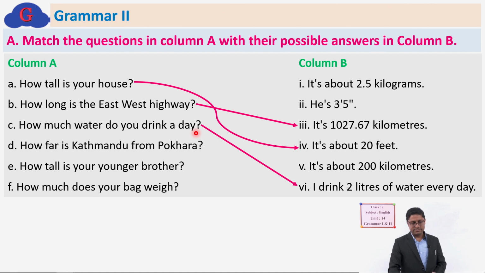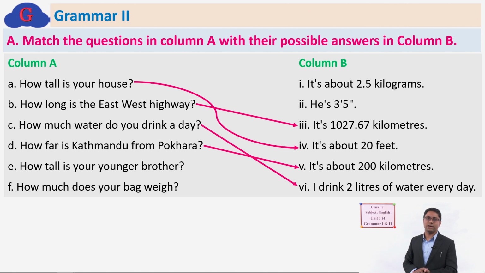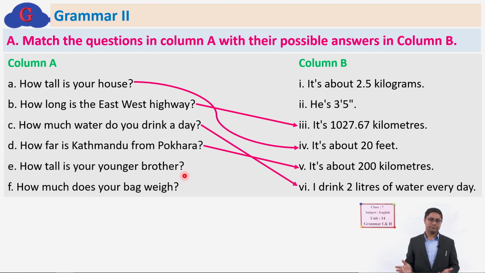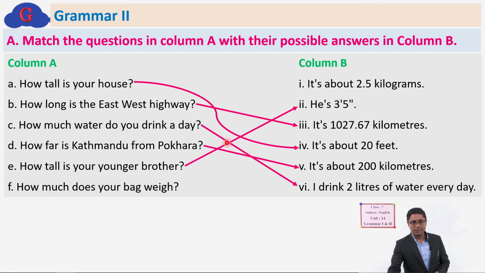Okay, let's see D. How far is Kathmandu from Pokhara? And what's the answer? All right, very good. It's about 200 kilometers. Next, let's see E. How tall is your younger brother? This is the question. And what's the answer? Okay, very good. He is 3 feet 5 inches.